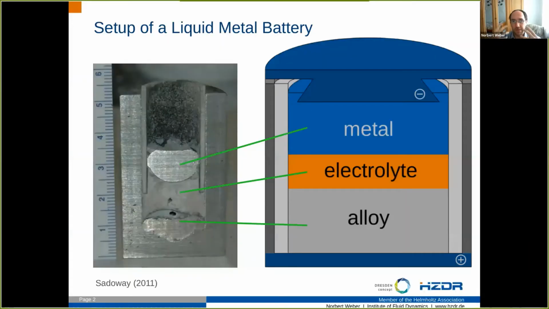Liquid metal batteries are meant as stationary energy storage. To build such a cell, you basically take one very heavy metal, put it in some recipient, and then you add an electrolyte, some kind of salt, and finally a second metal, a light metal. If you melt all these things, the 3 phases will float one above the other, as shown on the right-hand side.